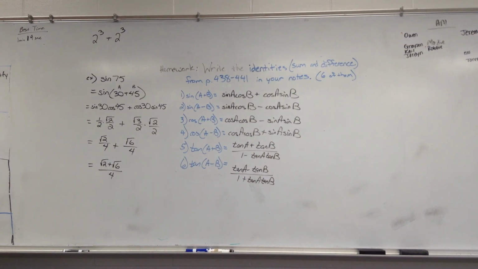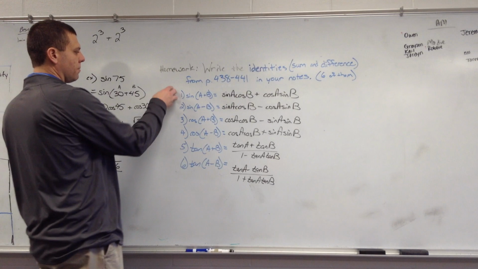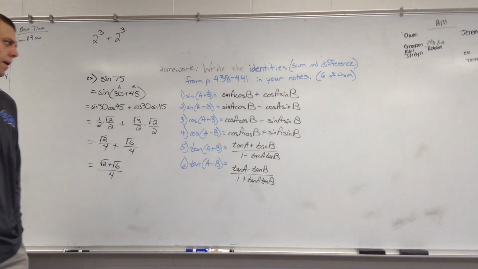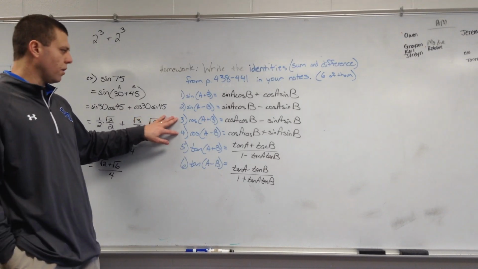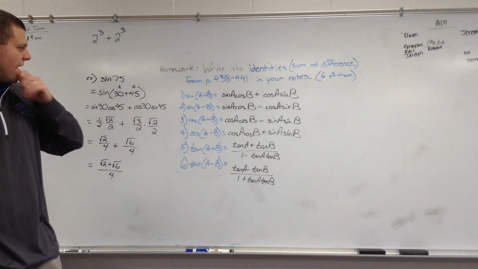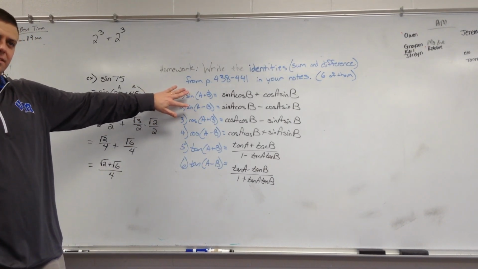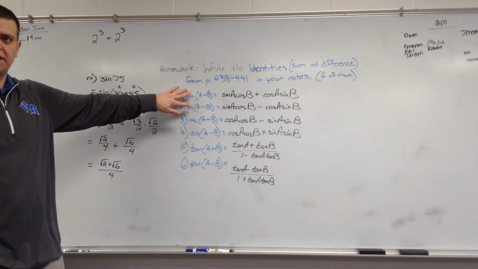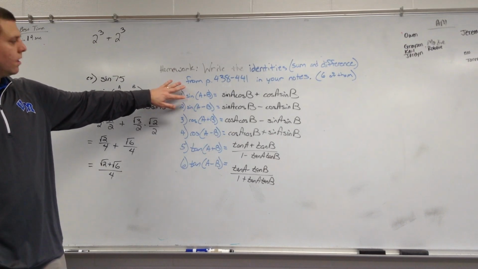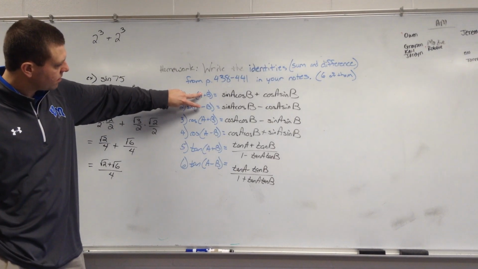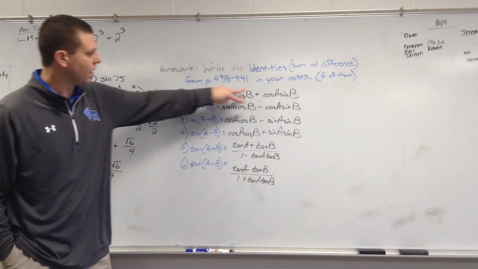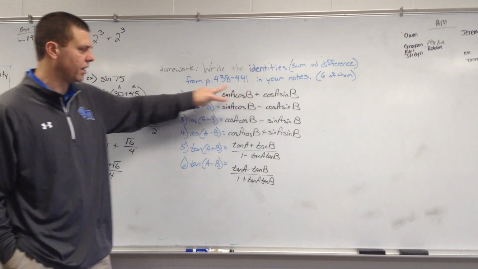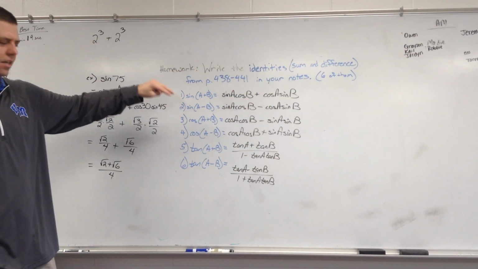The sines and cosines tend to get people a little bit confused. My crazy way that's always gone through my head is that on the sines, the signs stay the same. So if I have a plus here, I'm going to have a plus here. If I have a minus here, I'm going to have a minus here. So on the sines, the signs stay the same.